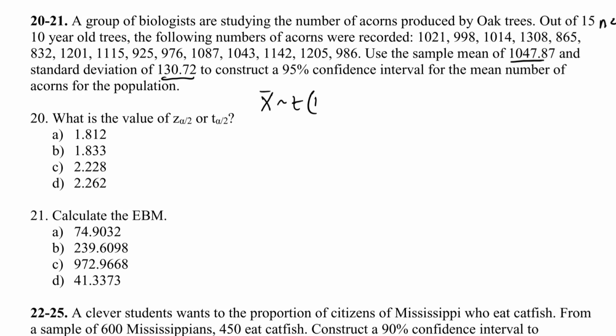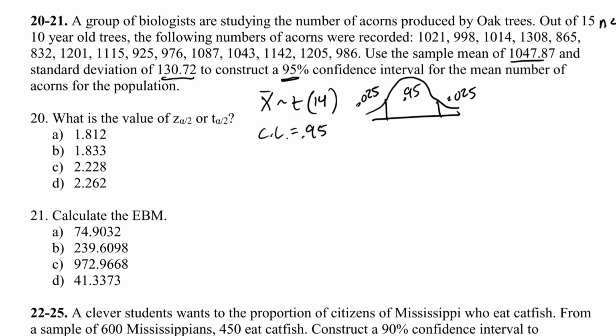N was 15, so we have 14 degrees of freedom. Okay, and we also have a 95% confidence interval. So here we're looking at 95% confidence. Now on a t-distribution, we have to be careful with one thing. So that's 95% in the middle, which means we have 0.025 in each of these tails.